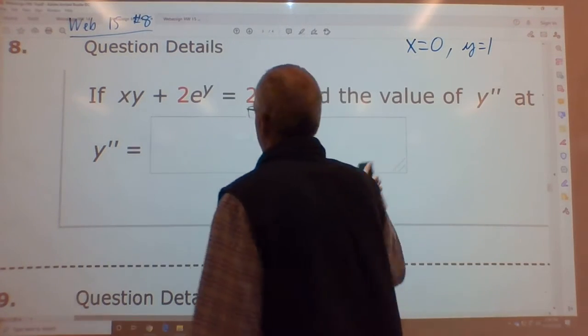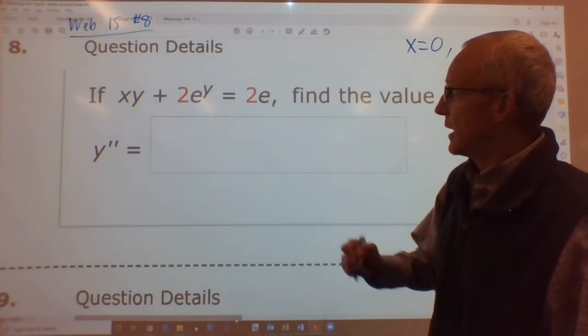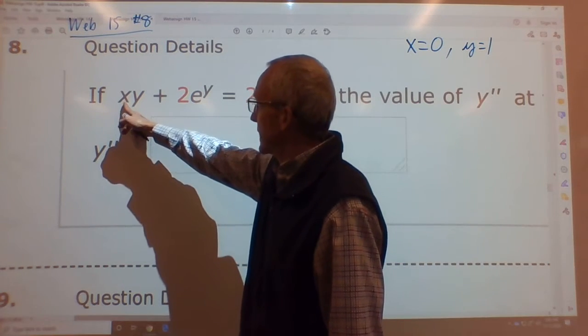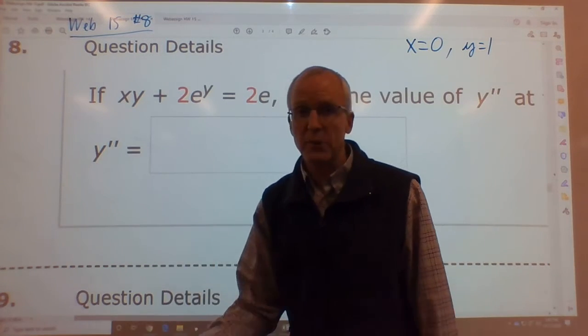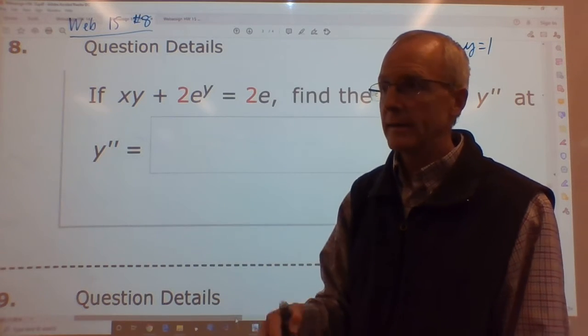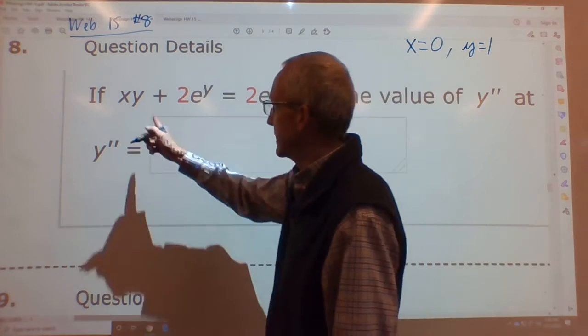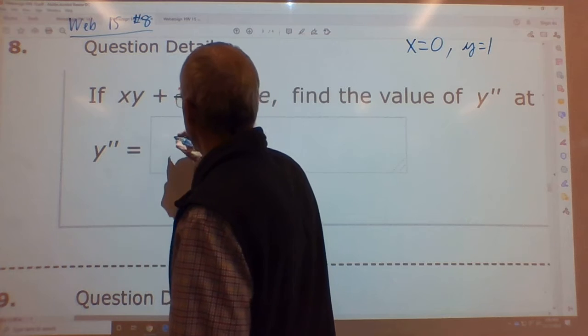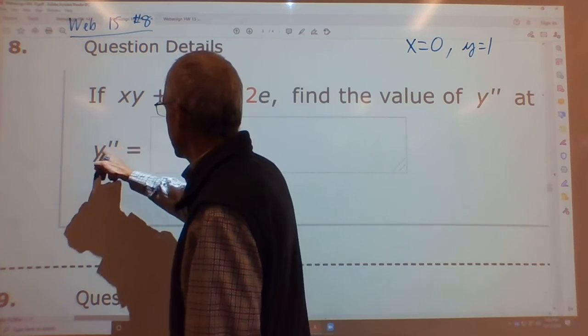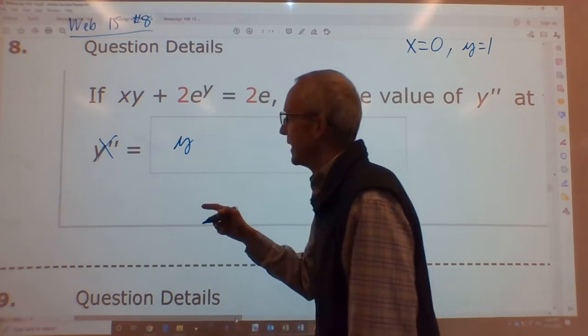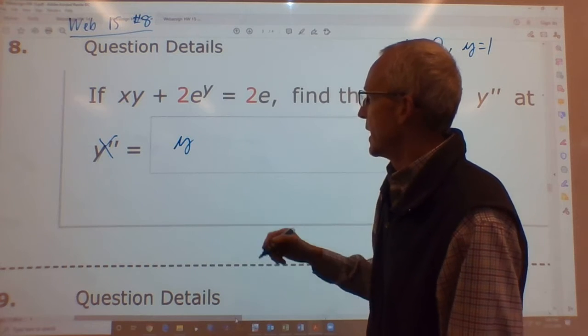Now, we take the derivative as always. So we take the derivative of xy. We have to use the product rule. The derivative of x is 1, so derivative of the first times the second. Derivative of x is 1 times the second, so that's just y. And this is not the answer here.